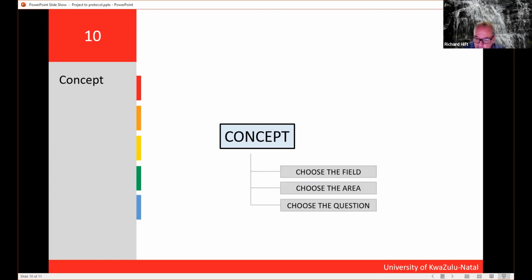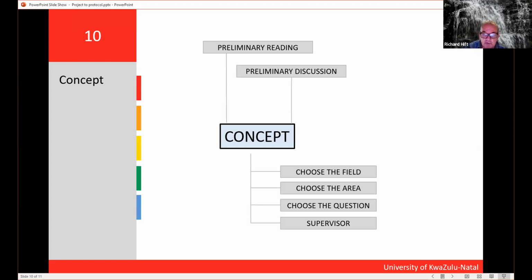I think by now you've got the idea from me that choosing a question is not easy. It's far easier to choose the field and the area, but turning that into the research question is difficult. And obviously choose a supervisor. And we have talked, and we'll talk more about that. And you're going to have to make a start on the reading. You can't just have an idea. The idea has to be based in some form of background reading in order to conceptualize it.